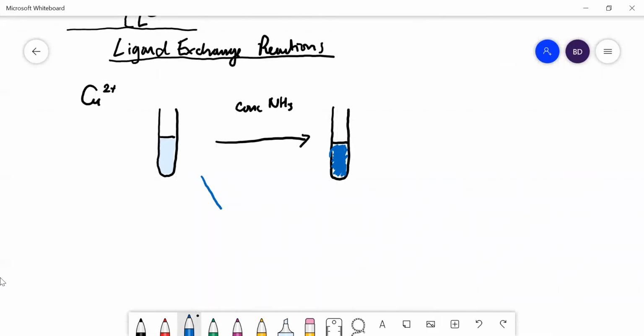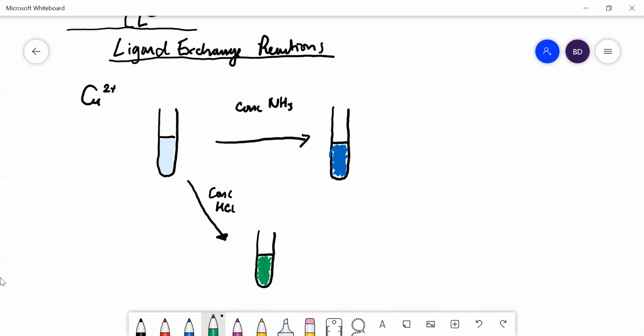All right. Also, if we add some conc HCl to this. Now, conc HCl has loads of chloride ions in it. If you do that, it turns into a really lovely emerald sort of color. That's because you push some of the water molecules out and replace them with chloride ions. So there's two ligand exchange reactions, and I would definitely remember these ones.